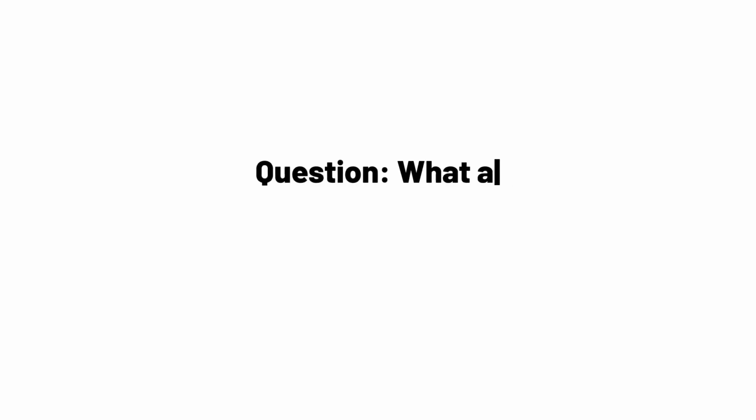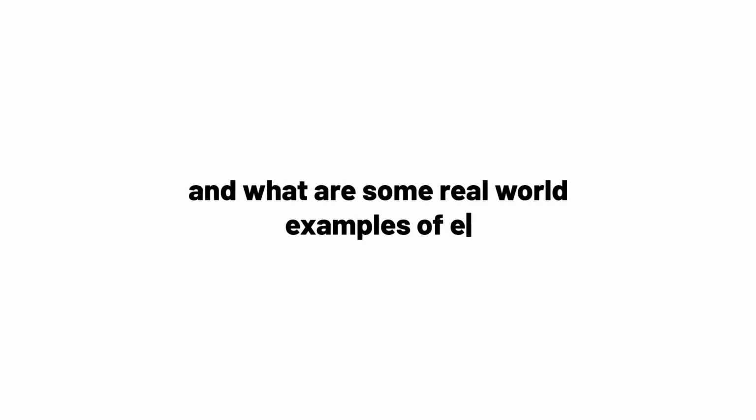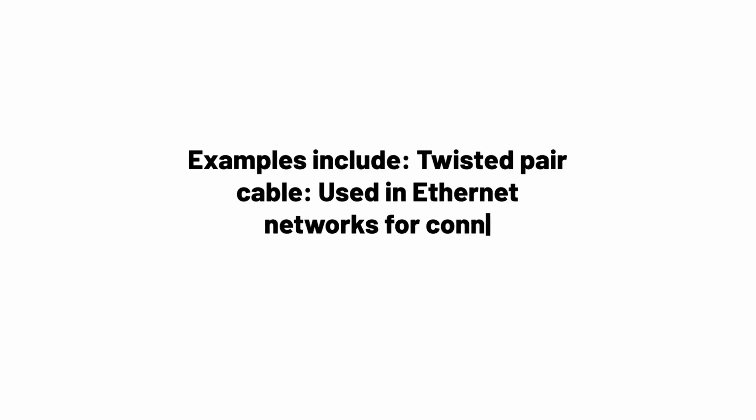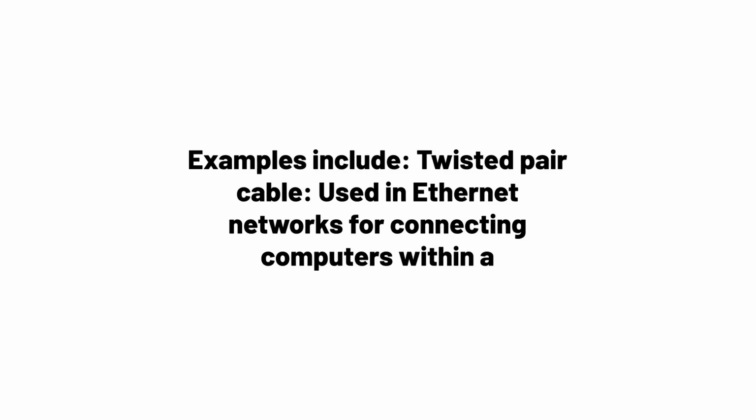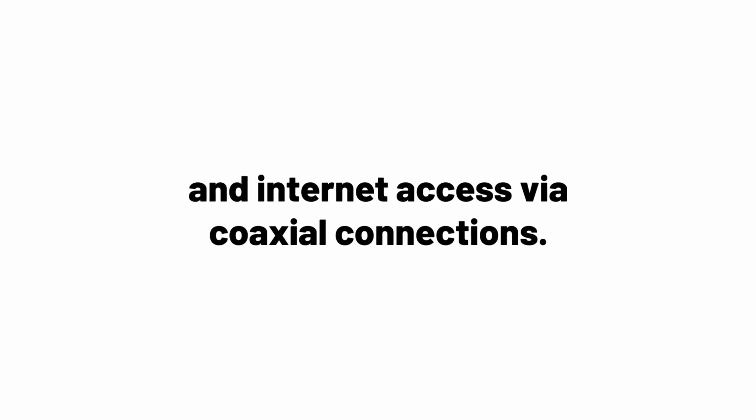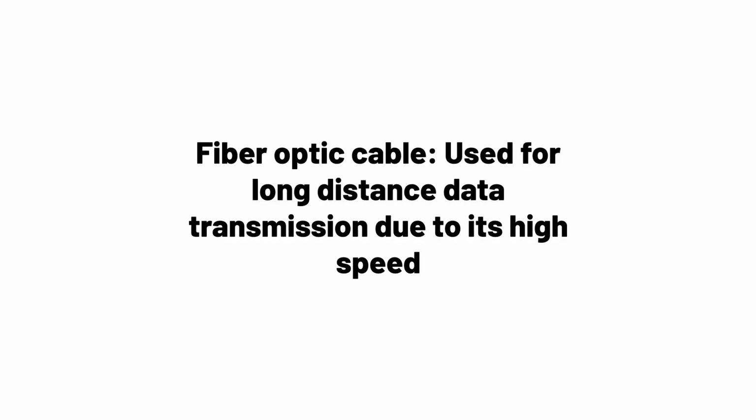Network Highway Quiz, testing your knowledge. Question: what are the two main categories of transmission media, and what are some real-world examples of each? Solution: cable media. These are physical cables that connect devices directly. Examples include twisted pair cable, used in Ethernet networks for connecting computers within a building. Coaxial cable, used for cable TV connections and Internet access via coaxial connections. Fiber optic cable, used for long-distance data transmission due to its high speed and immunity to interference.